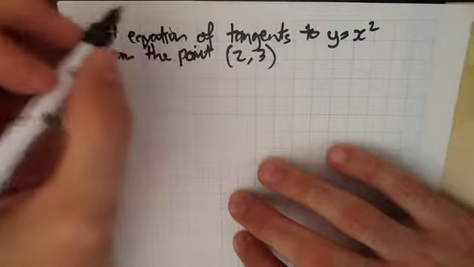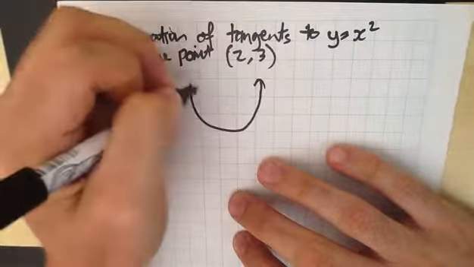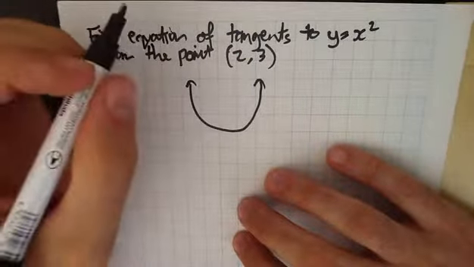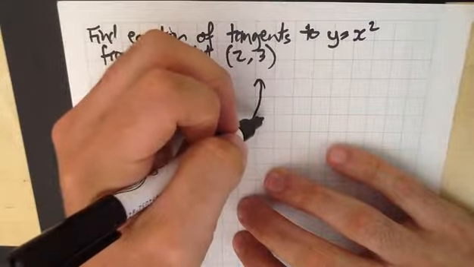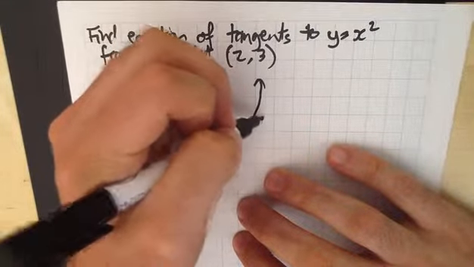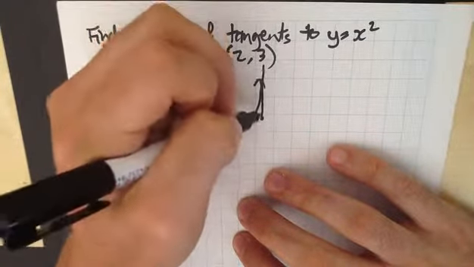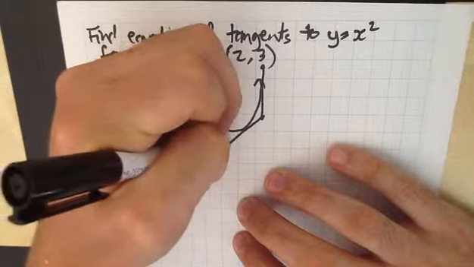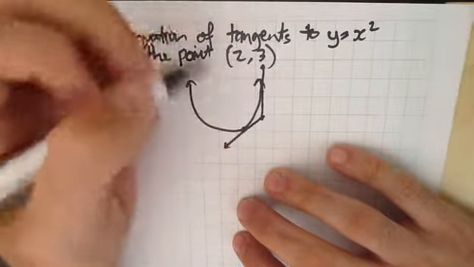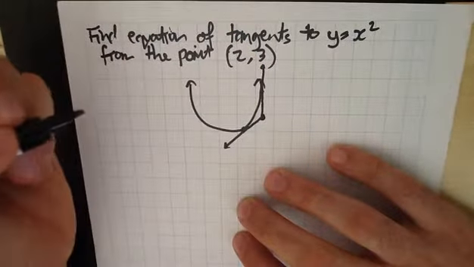Think about this. y equals x squared is going to look something like that. Forgive my drawings, I'm a bad drawer. But can you see, let's say here's my point. I could have a tangent going to the curve there. That's a tangent. I could have another tangent going to the curve there. So it's a tangent at two different points coming from the same external point.